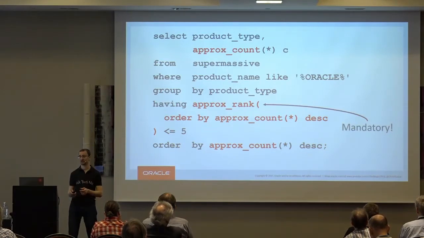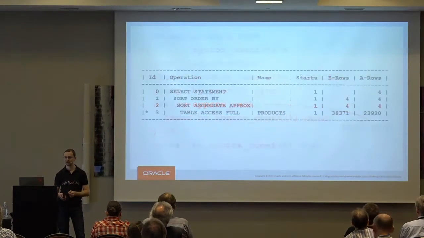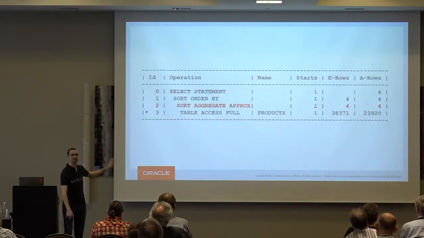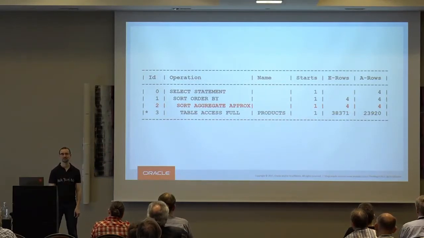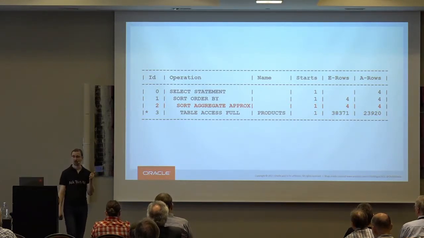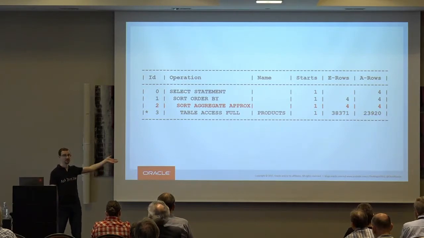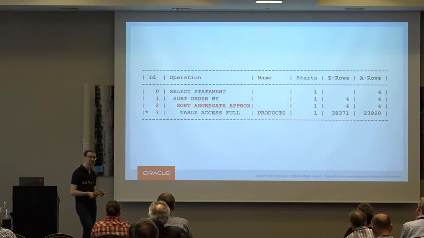Well, if we go to the plan, and as I say, that's mandatory, we've now removed that hash group by step. So we're doing one less thing. The fewer things we do, the faster everything's going to be. Also, we're much less likely to have to write to temp because we're only returning 4 rows. So potentially a nice little feature.